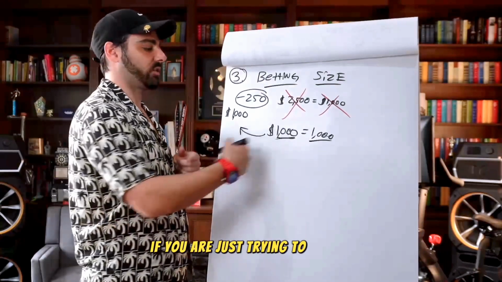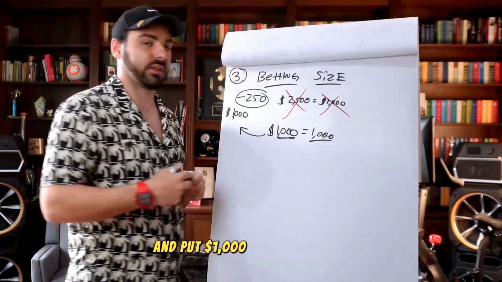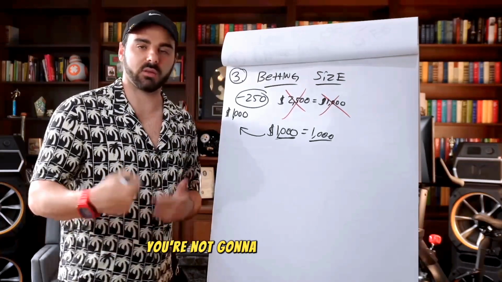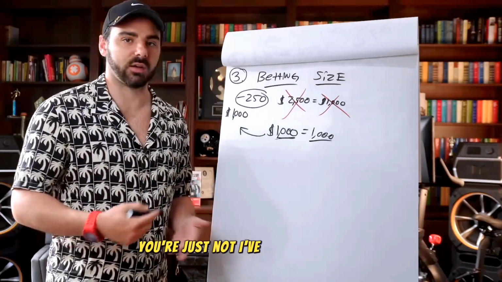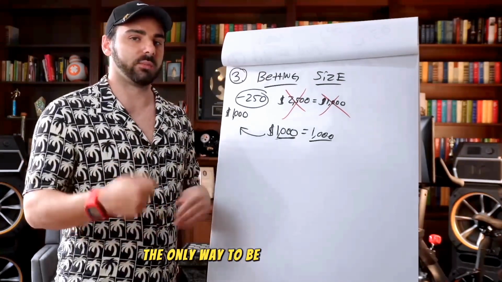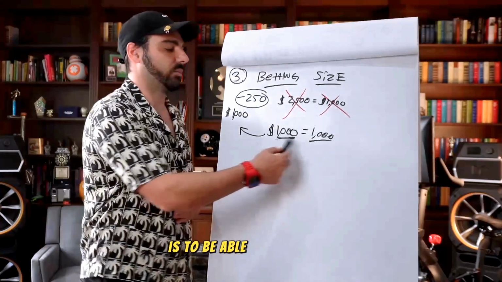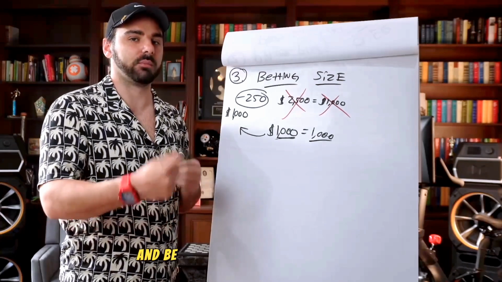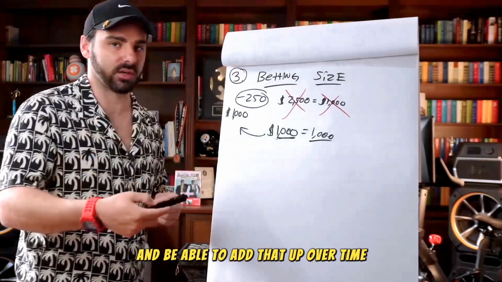If you are just trying to match your money here and put $1,000 down and win $1,000, you're not going to be successful long term. You're not going to be able to find those plays. I've been doing this for years upon years. The only way to do this is to win small increments of money at a time and add that up over time.